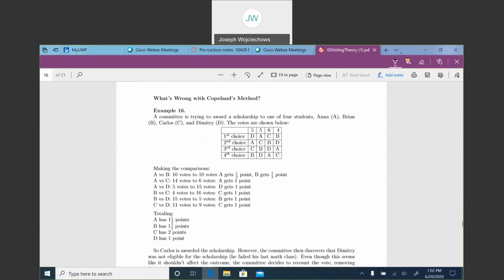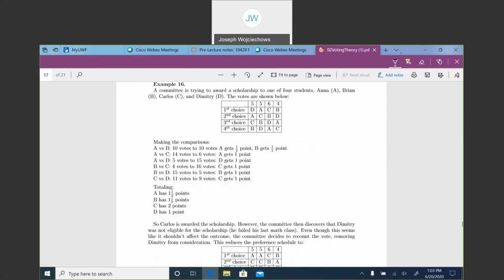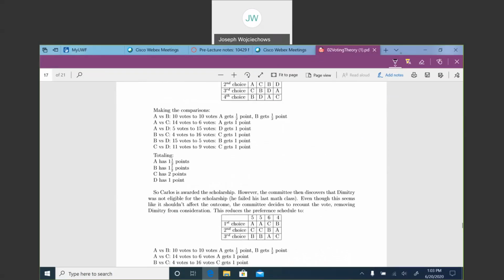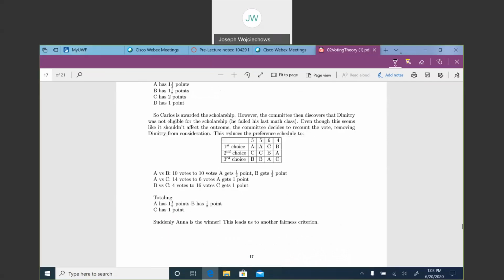So what's wrong with this method? Well, a committee is trying to award a scholarship to one of 4 students: Anna, Brian, Carlos, and Dimitri. The votes are shown below. Making the comparisons, we find C is the winner with 2 points. So Carlos is awarded the scholarship.